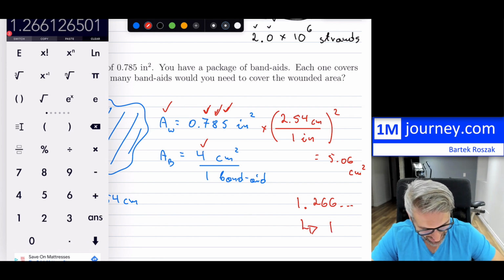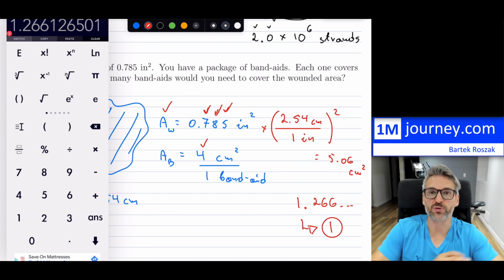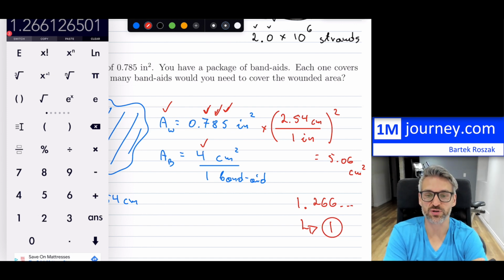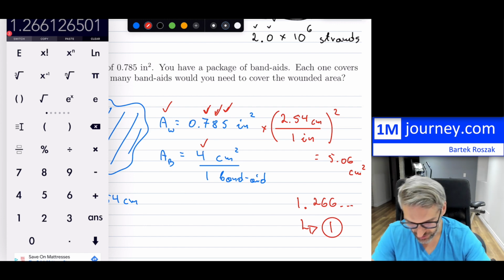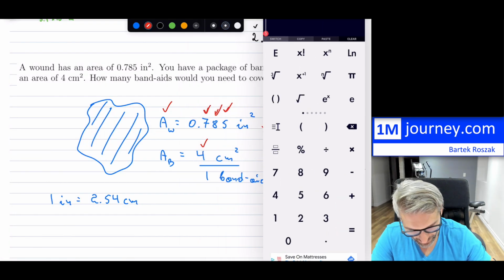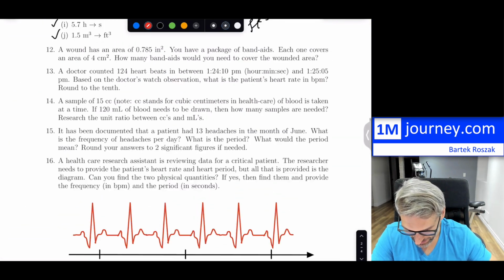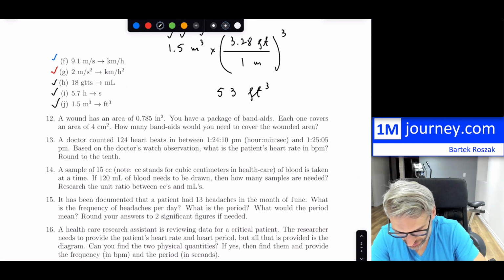Okay, so 1 Band-Aid, that's all that you would need if you're converting to just one significant figure, which is the lowest amount. All right, so that's what you would have in there. Next example, so that was this one right there.